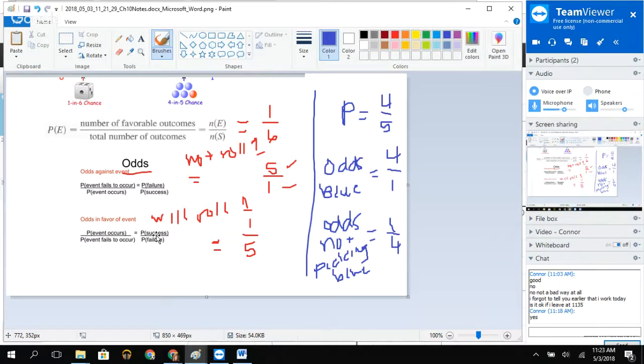So I just want to mention that that's kind of the difference between those two terms, probability and odds, and then we'll do some problems with probability and odds on Monday.